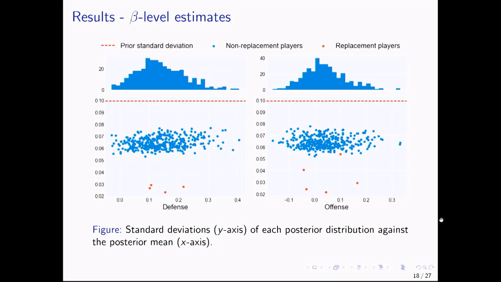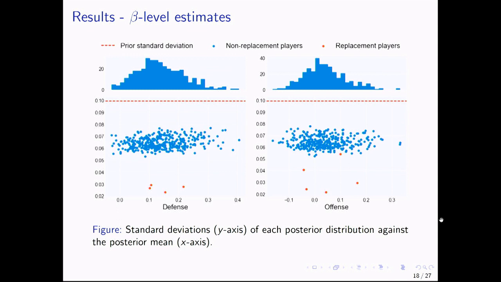Before getting into predictions, we'll discuss the estimates to make sure they make sense. We'll start with the beta level. One last note is that all the beta parameters were estimated using Markov chain Monte Carlo. On the x-axis, we have the posterior means. On the y-axis, the posterior standard deviations.